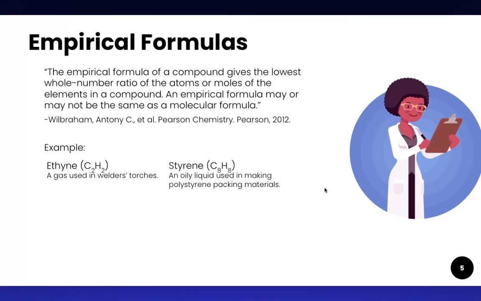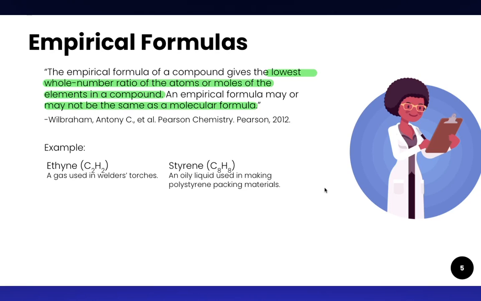Okay, so now we'll move on to empirical formulas. The empirical formula of a compound gives the lowest whole number ratio of the atoms or moles of the elements in a compound. An empirical formula may or may not be the same as a molecular formula. So you use that percent by mass and you change it into a whole number ratio of the number of atoms of the elements in the molecule, okay? But it's not the same as the molecular formula because it's just a ratio of the number of atoms.